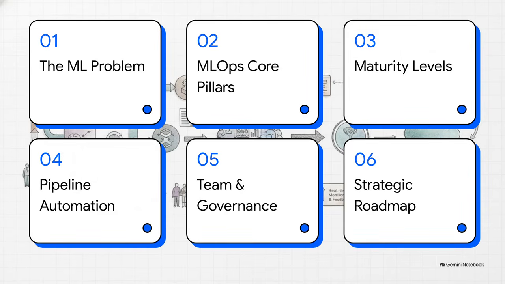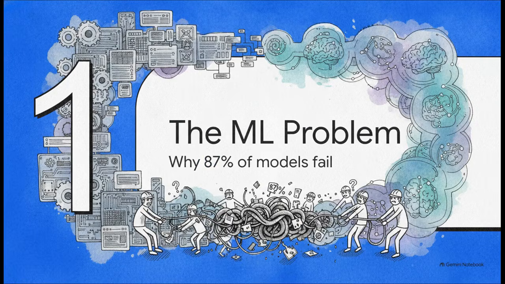1. The machine learning problem. 2. Defining MLOps core pillars. 3. MLOps maturity levels. 4. Pipeline automation and architecture. 5. Team structure and governance. And finally, 6. Strategic roadmap to MLOps. All right, let's jump right into section 1, the machine learning problem.